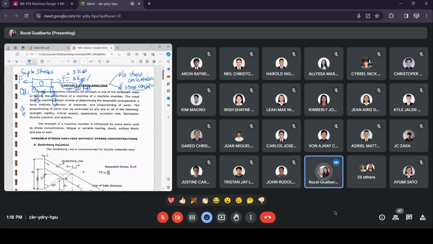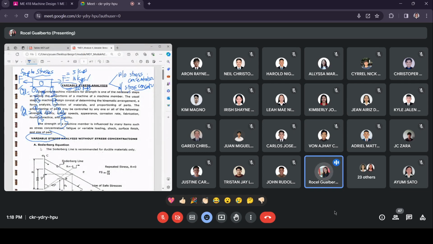Same thing if you have there tau D, you use tau U over Fs or tau Y divided by the factor of safety. Okay? So these are the usual design stresses that we use on our simple stresses. But on variable stresses, these are not the design stresses that we will be using. So what are we going to use as the design stress on this variable stress analysis?